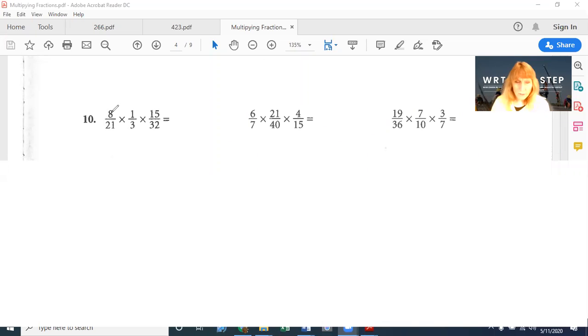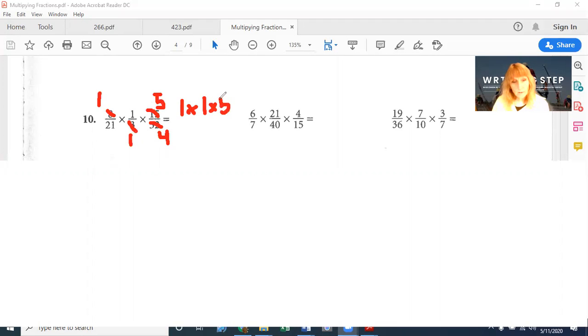So I know that 4 times 8 is 32, so I'm going to divide 32 by 8. 32 divided by 8 is going to give me 4, and 8 divided by 8 is going to give me 1. See anything else I can do? Sure, I can divide 3 into 15, right? So 15 divided by 3 is going to give me a 5, and 3 divided by 3 is going to give me a 1. Is there anything else I can divide? I have a 1, a 1, and a 5, a 21, a 1, and a 4. No, right? So now I'm left with 1 times 1 times 5 on top.